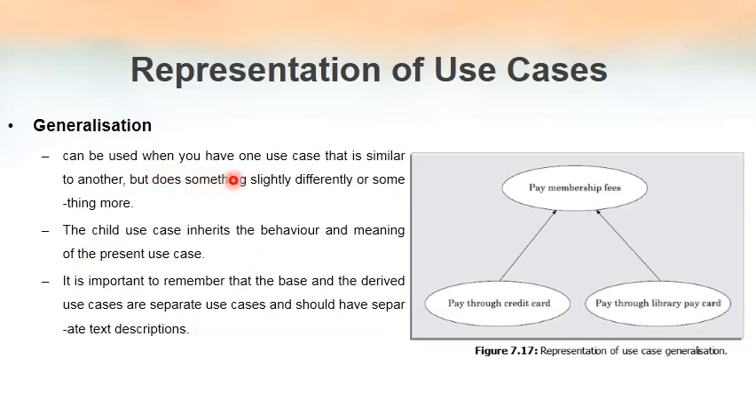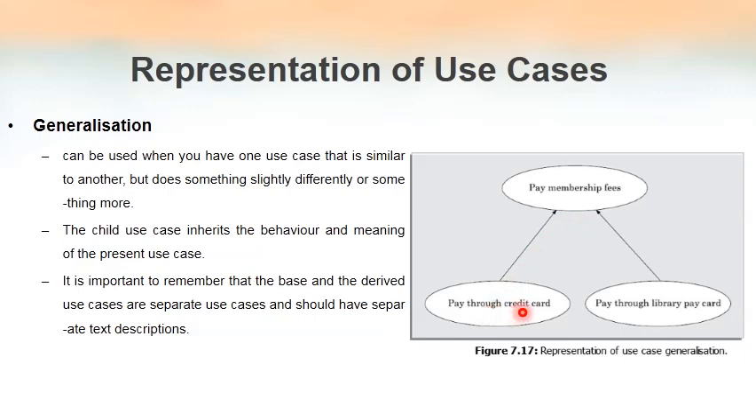Both of these use cases are doing the same thing. This use case is also paying the membership fee. This use case is also paying the membership fee. But they are doing it slightly differently than this one. So in order to show such a relationship, we have to use generalization. Here you have to show the arrow mark towards the base use case. So this use case diagram we can read in this way.